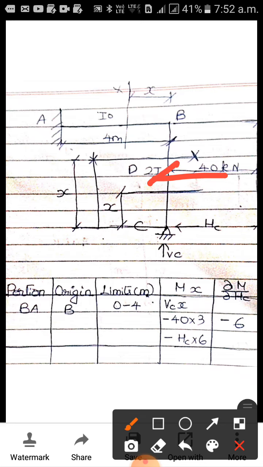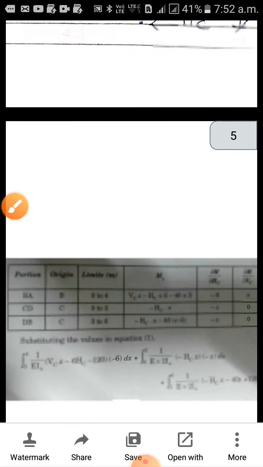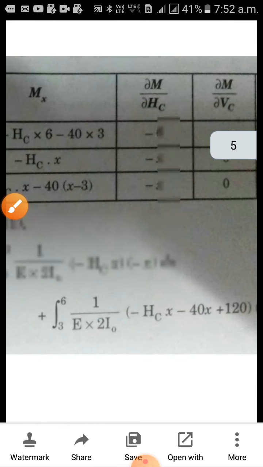This is 40 kilonewton. Draw a parallel line at x to this. What is the required distance? This one. So what is this distance? Total is x. This is 3. So x minus 3. So that is what is given. Okay, just go through the video again. If you have any doubts, you ask me.